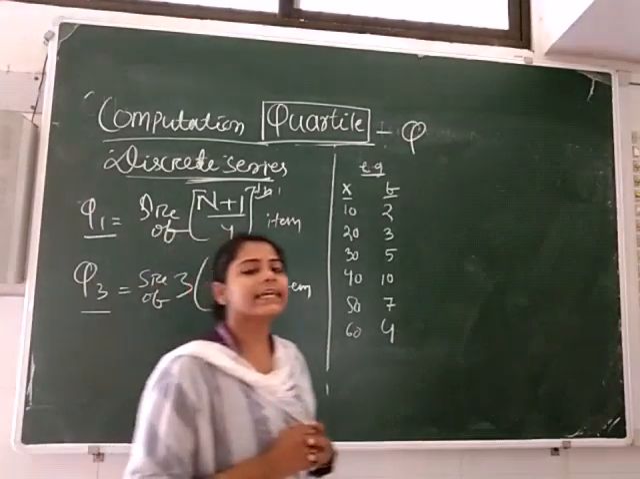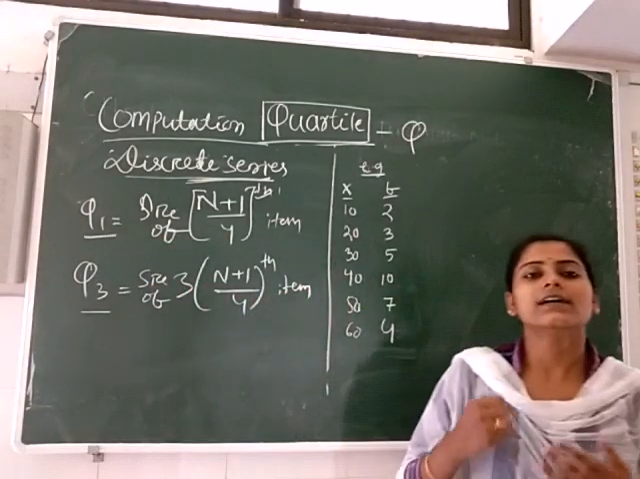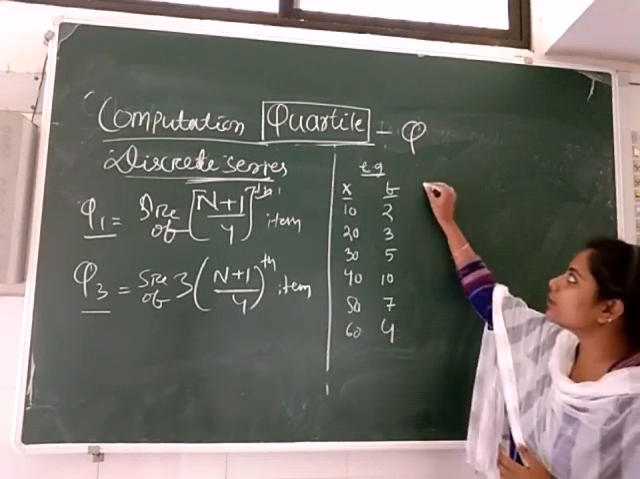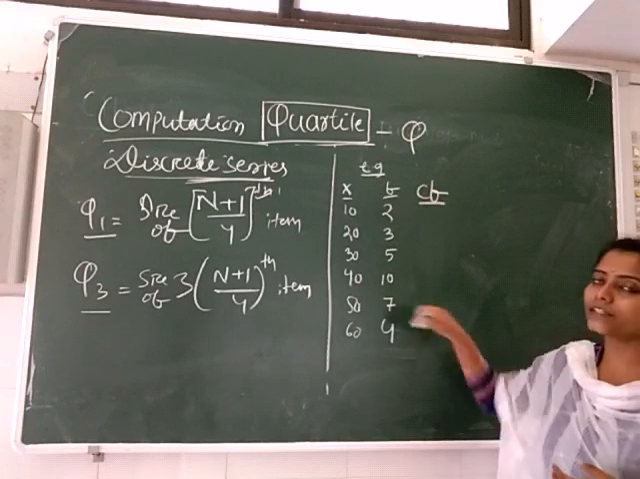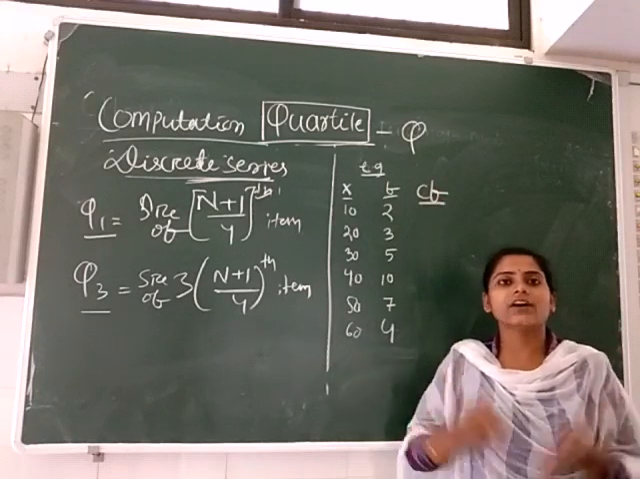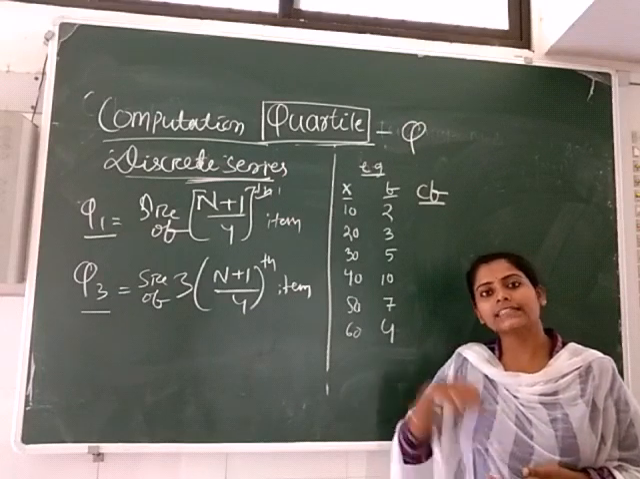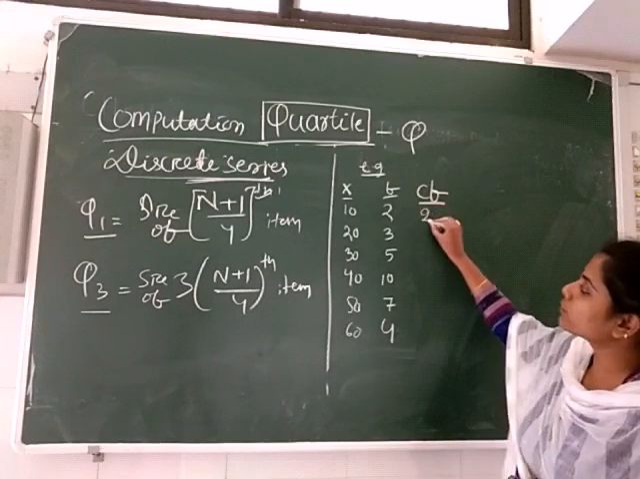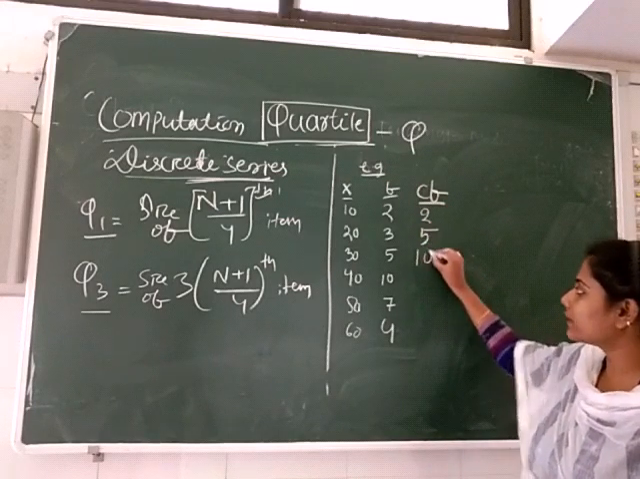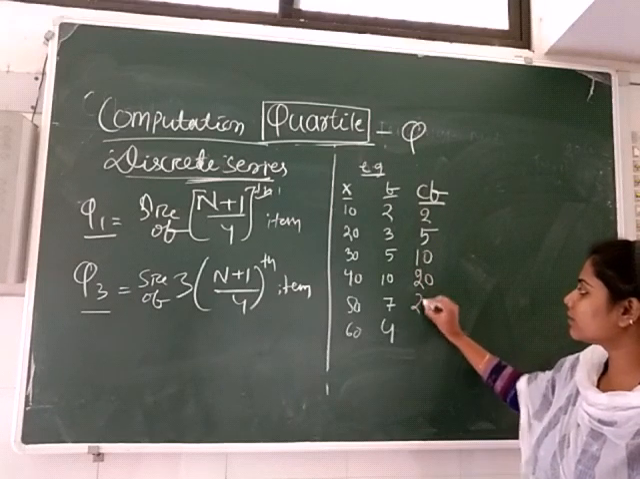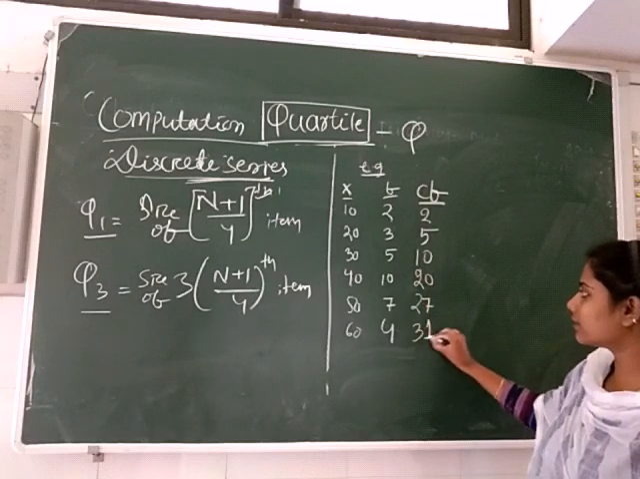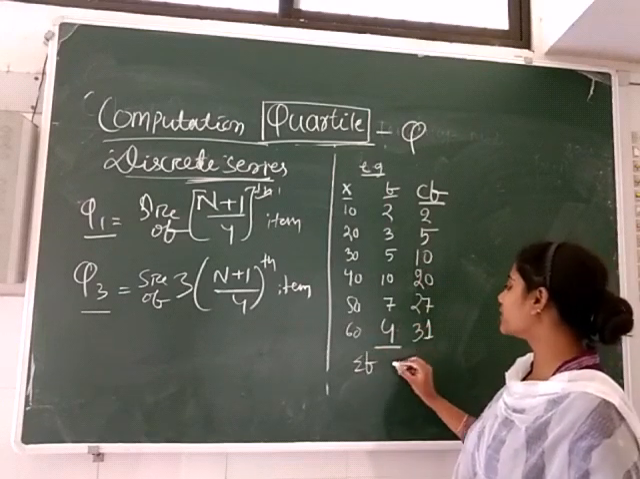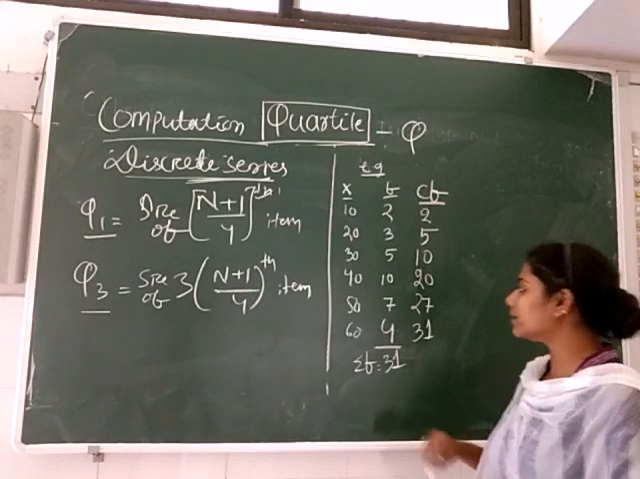Quartile. So as in case of your median, we calculate cumulative frequency first. So here we also calculate cumulative frequency. If the number is not in ascending or descending order, first we arrange the class, then we compute the CF. So the cumulative frequency will be 2, then 5, 10, 20, 27 and 31. And the summation of F, that is your total frequency, will be 31.